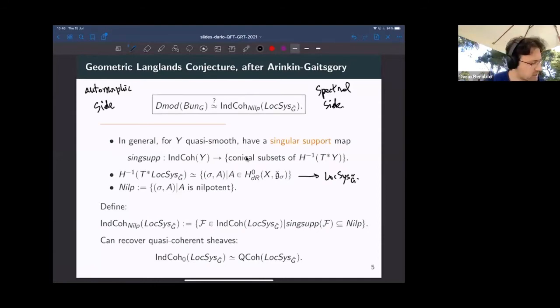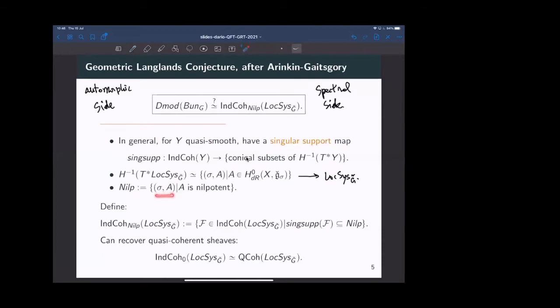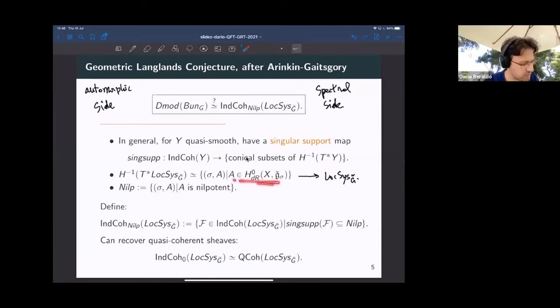And so the requirement is that on these pairs, you want this global section to be nilpotent, which means it's enough to say it's nilpotent at a single point of the curve. X is my curve. And if it's nilpotent at a single point, it must be nilpotent at all points. So that's the set I'm going to consider inside this shifted cotangent bundle.